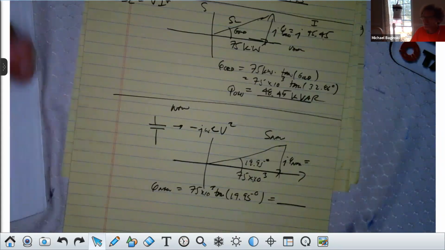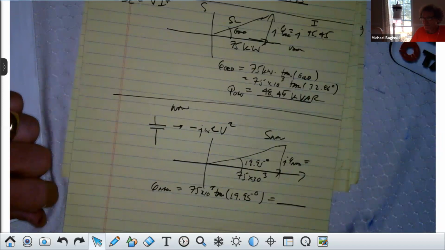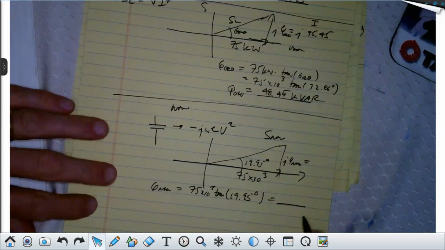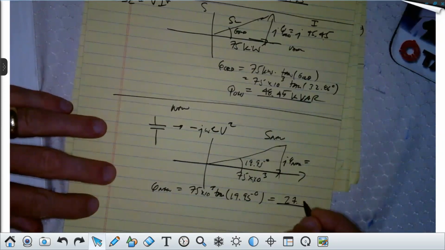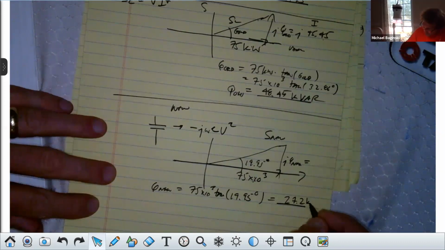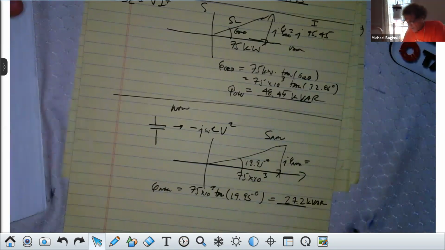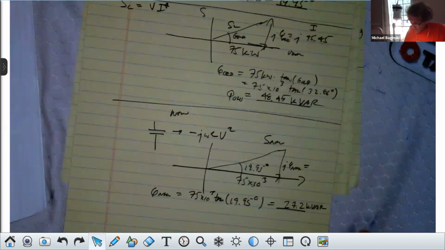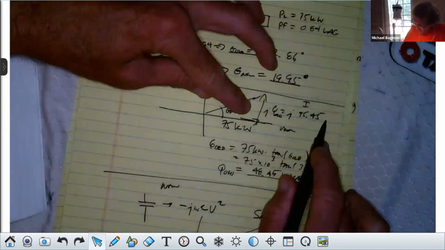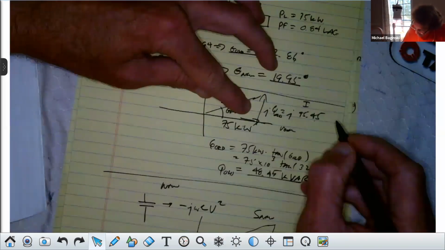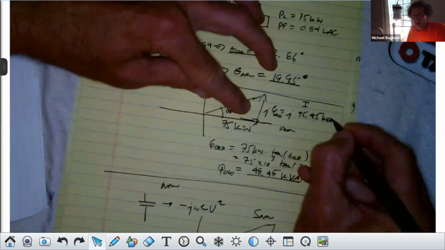Anyone? 27.2 kVAR. 0.2 kVAR, right? Now, how did we get there? We started with what? 45.45 kVAR, right? I'll put kVAR here. Agreed, class? And we reduced it by adding the capacitor.